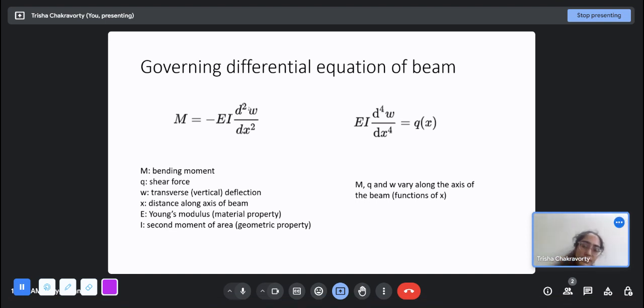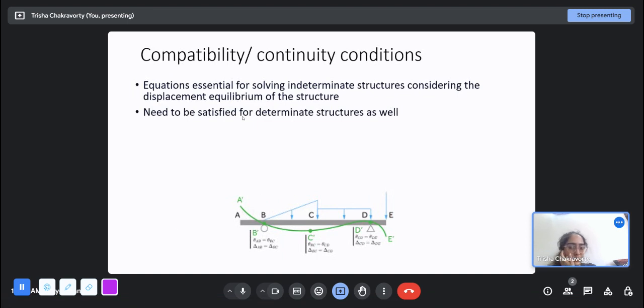These are the two boundary conditions. When you're solving a second order differential equation, you need two boundary conditions, and we always get the two boundary conditions from the beam configuration itself. Then there is a kind of compatibility or continuity condition.